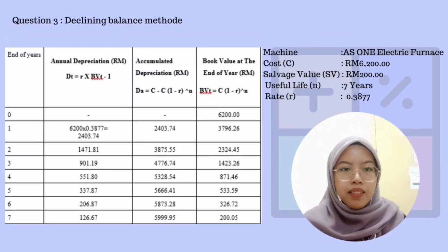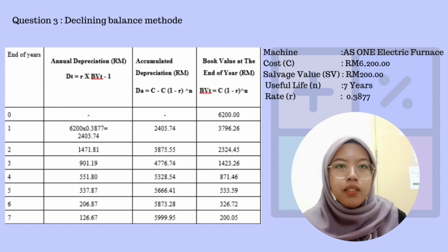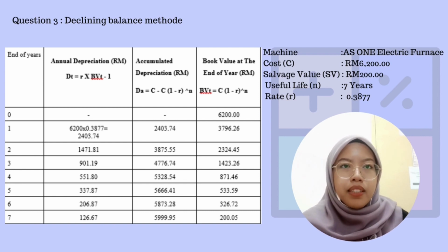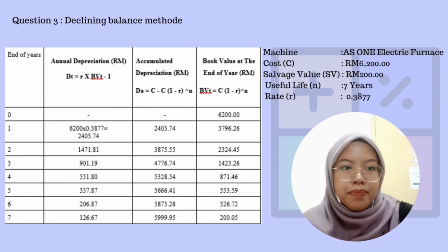For question number 3, part B1, using the declining balance method, machine S1 electric furnace, cost RM6200, salvage value RM200, useful life 7 years. Firstly, we have to find the value of R, which is the rate, equal to 1 minus the 7th root of 200 over 6200, equal to 0.3877.